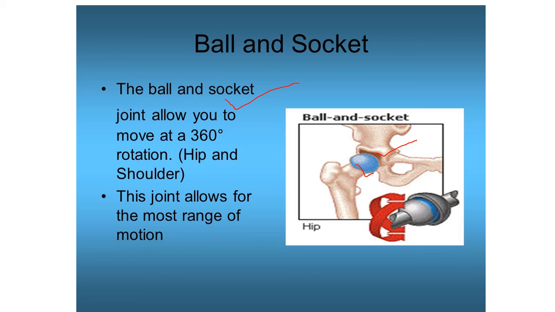The ball and socket joints allow 360-degree movement. 360-degree means it can move in all directions, and it is present in the hip and the shoulder bone. This joint allows for the greatest range of motion. So most of the motions are done by this ball and socket joint.